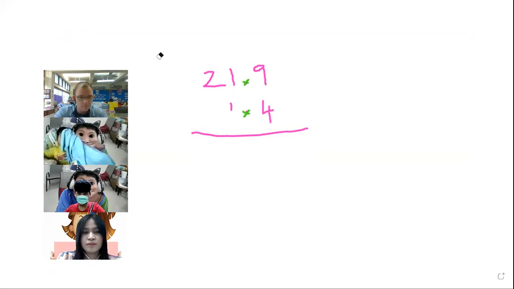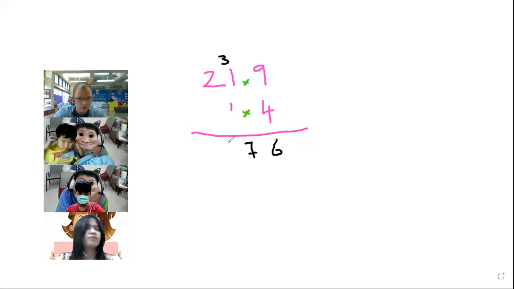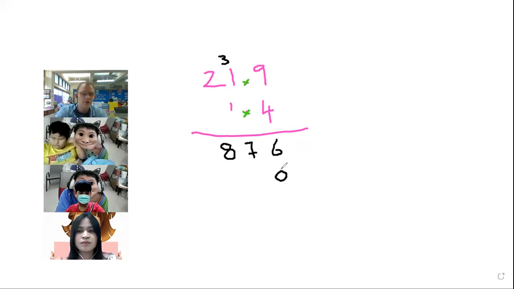What is 9 times 4? 9 times 4 equals 36. Excellent. 36. What is 4 times 1 plus 3? 7. Very good. And 4 times 2? 4 times 2 equals 8. Yes, excellent. Now we're multiplying with 10. So we first have to put the 0 as the placeholder. What is 1 times 9? 9. 1 times 1? 1. 1 times 2? 2. Okay, excellent.